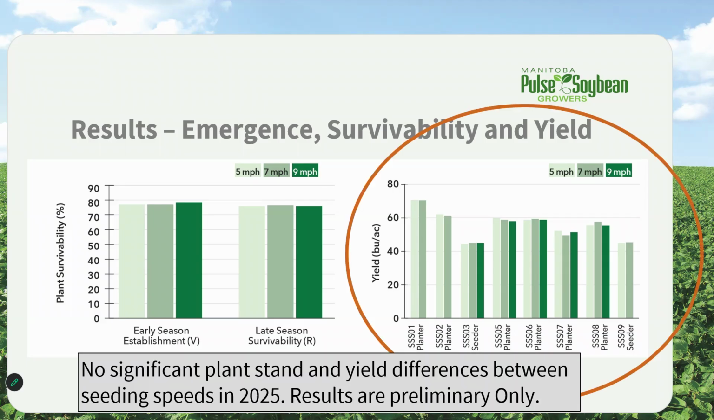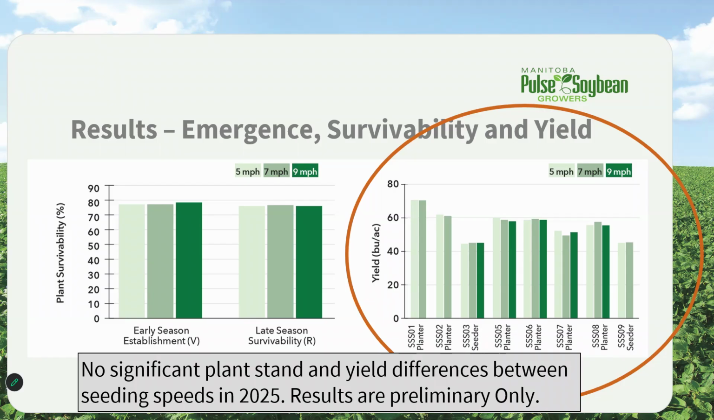And then if we look at the yield graph on the other side of this slide, we found that there were no significant yield differences between the different seeding speeds at any sites. Note that there's no letters above any of the bars. Essentially, it means changing the soybean seeding speed did not lower the yield at 8 out of 8 trials.